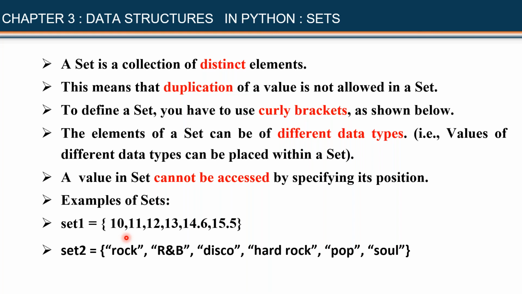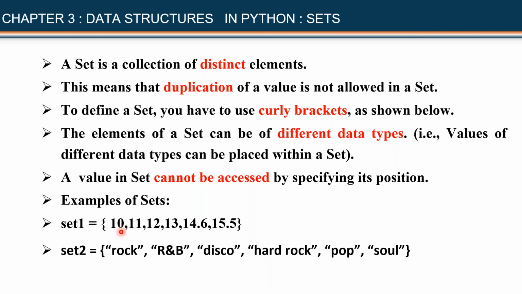Now I am writing 10, 11, 12, 13, 14.6, comma 15.5. How many values? First value, second value, third value, fourth value, fifth value, sixth value. So I write 6 values between a set of curly brackets. Now in the earlier lessons I told you, if you want to define a list, you have to use square brackets, right? If you want to define a tuple, you have to use the round bracket. Similarly, if you want to define a set, you have to use curly brackets, right?